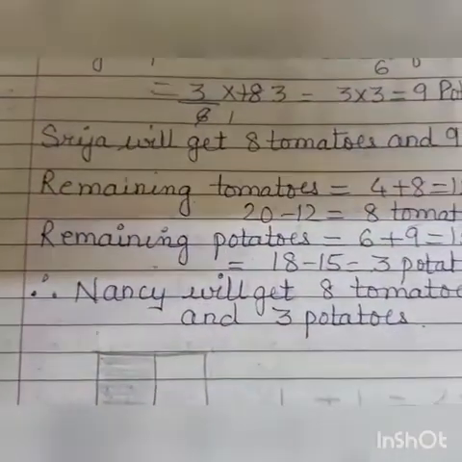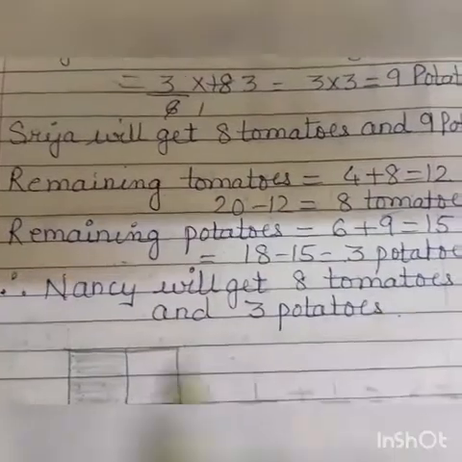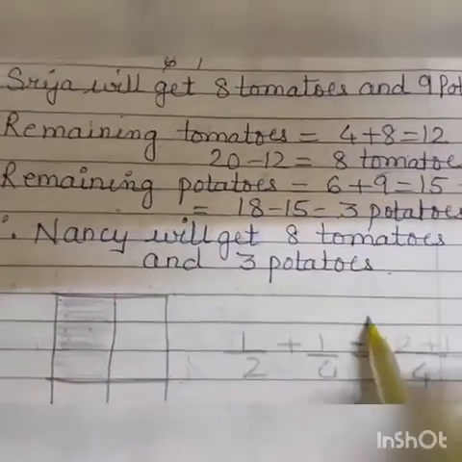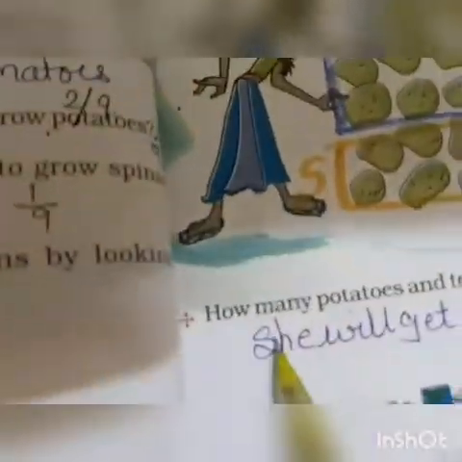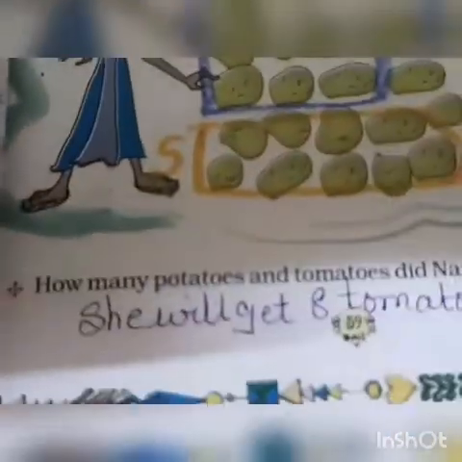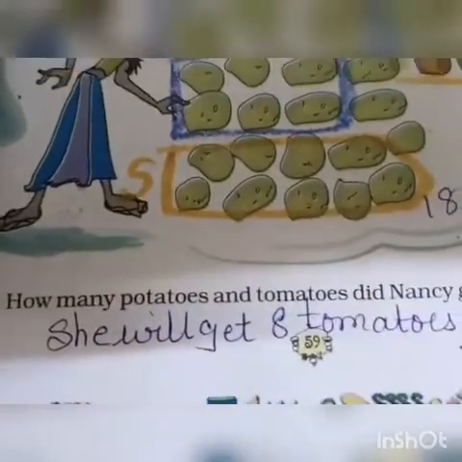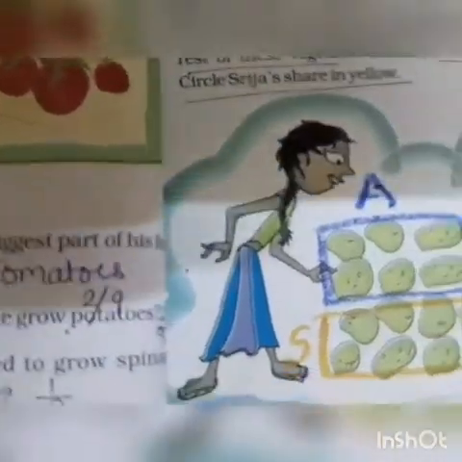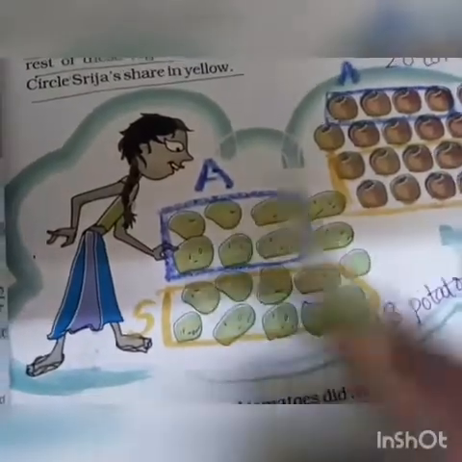As you know, Nancy is going to get the rest of the remaining potatoes and tomatoes. So Nancy will get 8 tomatoes and 3 potatoes. You have to write it in your notebook like this, how many potatoes and tomatoes Nancy will get. So she will get 8 tomatoes and 3 potatoes. So dear children, this question you have to do it in your notebook one time, and you have to do it in the textbook as I have done. जैसे मैंने textbook में ये किया है, शेयर दिखाया है, वैसे आपको भी यहाँ पर दिखाना है.